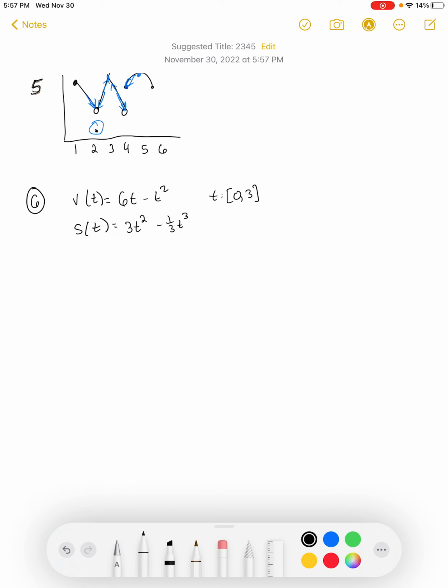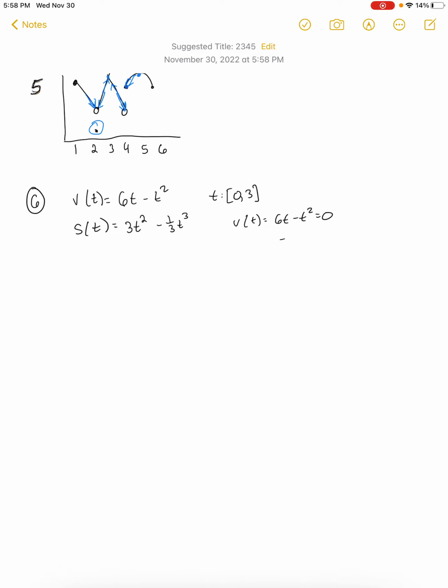And again, we have to think about whether or not velocity is 0 on that interval. Does velocity change signs? So let's quickly think about that. Does velocity change signs anywhere on this interval? If I were to solve this out, I'm going to factor it, and I'm going to get 0 equals t times 6 minus t. And so my zeros would be t is 0 and 6. So no, it does not change signs on this interval.